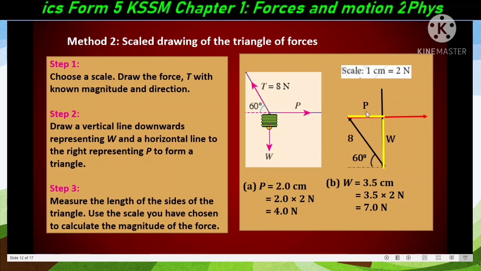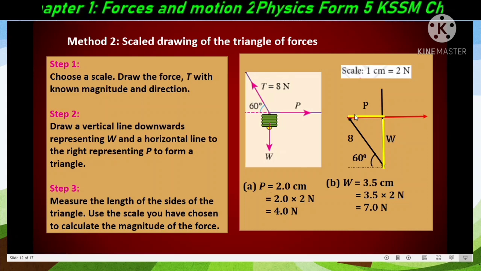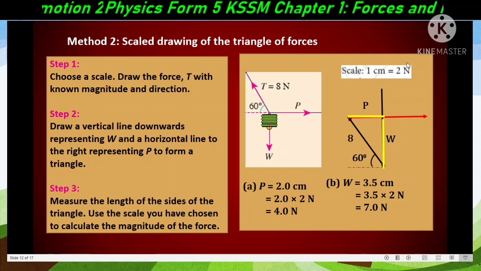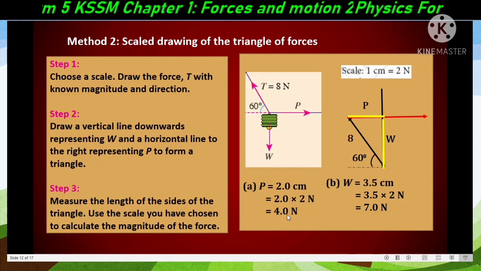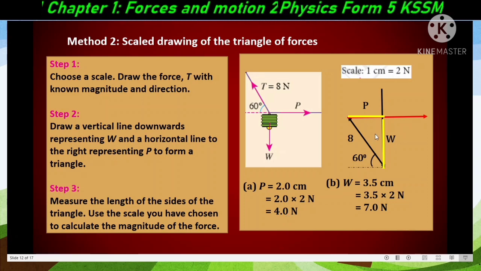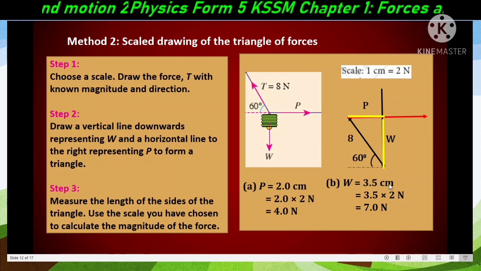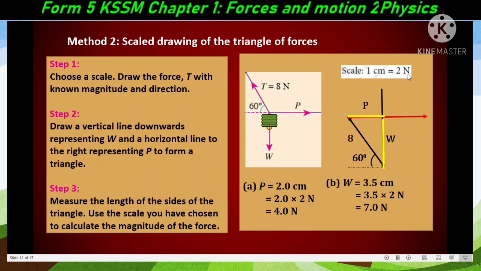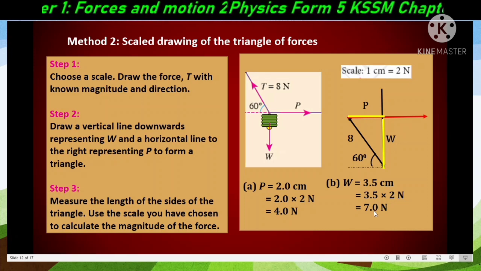So in order to get P and W, what do you do? You just measure the length of P, and you get 2 centimeter. Then multiply with the scale, 2 Newton, and thus you get 4 Newton. And then for W, use a ruler to measure the length, and you get 3.5 centimeter. Thus 3.5 centimeter multiplied by 2 Newton, you get 7 Newton.